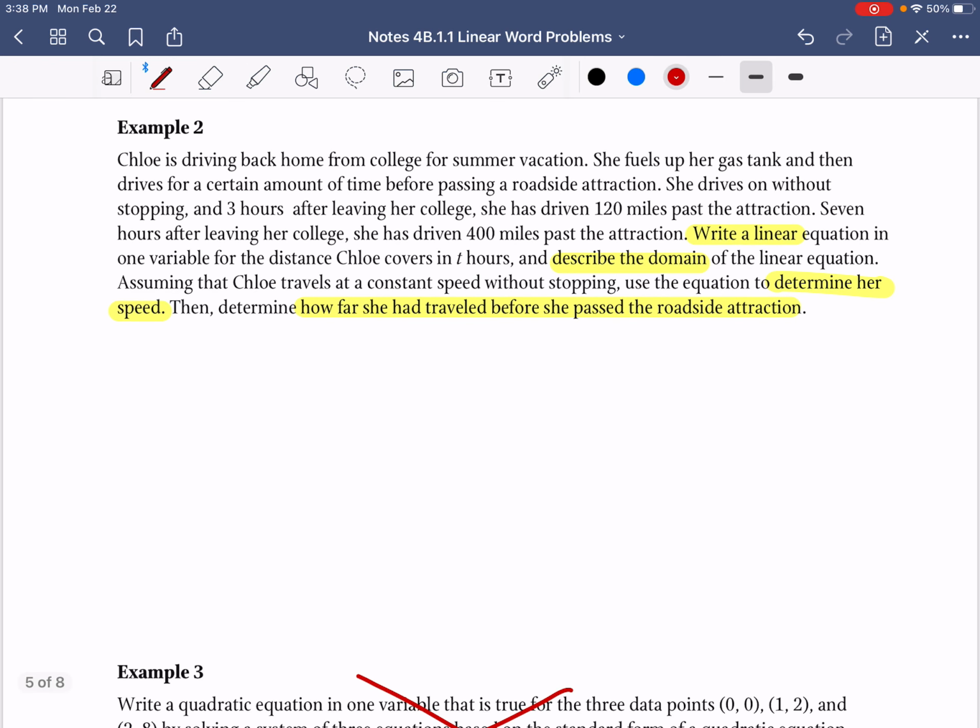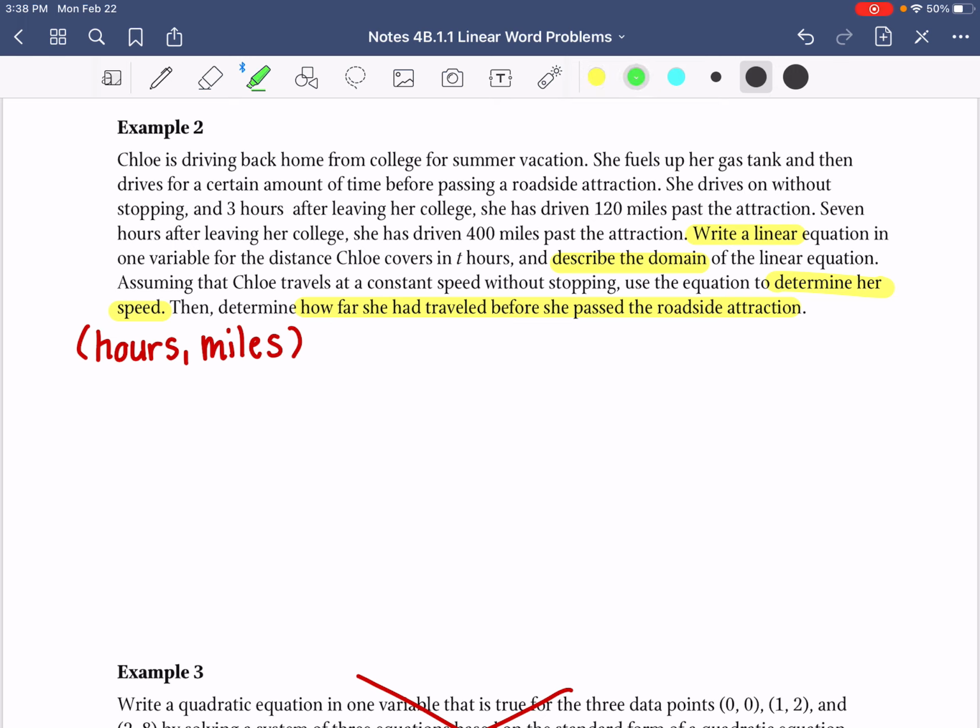All right, so what we're looking at is time. Time is usually your independent variable, that's your x. Then our time is in hours. I'm just going to put hours. And then we have her miles that she's driven. So I'm going to create 2 points. I'm going to use how many hours she's gone and how many miles she's traveled.